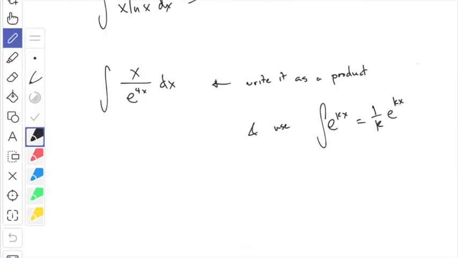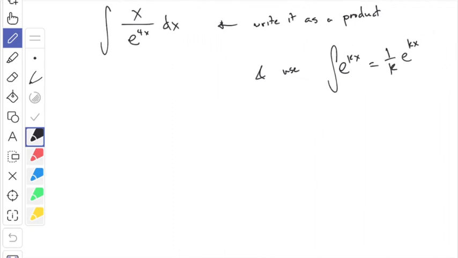All right, let's do this one. So my advice was write this as a product. I suppose the most natural way, in my opinion, to write it as a product is to elevate the denominator and make the exponent negative. So this I would write as integral x times e to the negative 4x. I guess there are other ways, but they're even more complicated than that. This is the simplest way to write this as a product.